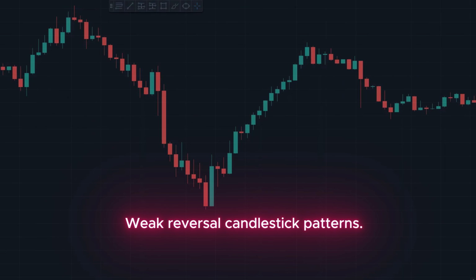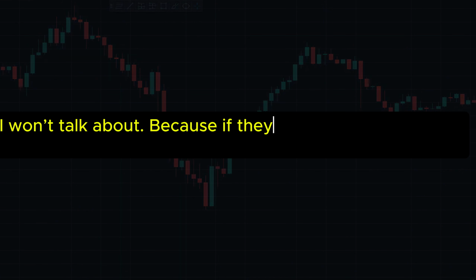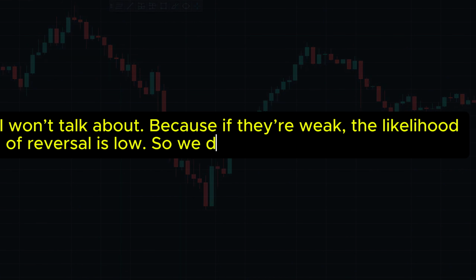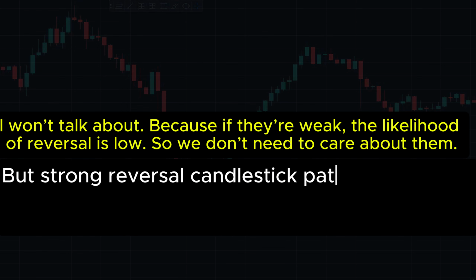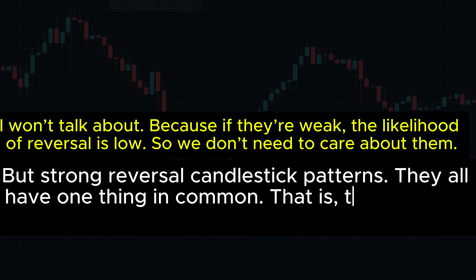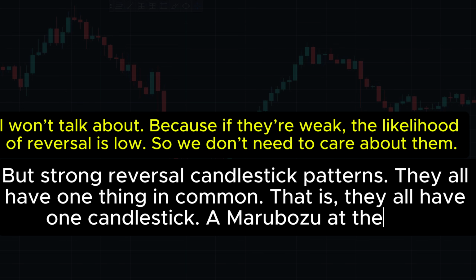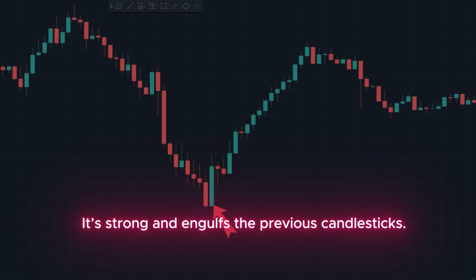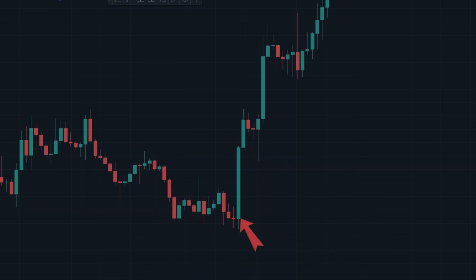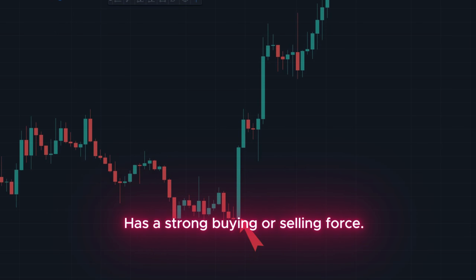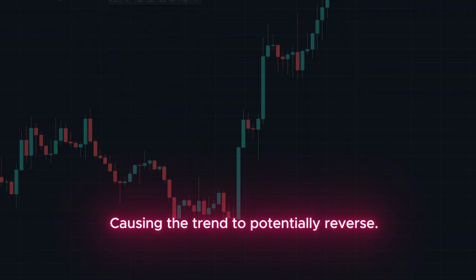Weak reversal candlestick patterns I won't talk about, because if they're weak, the likelihood of reversal is low, so we don't need to care about them. But strong reversal candlestick patterns, they all have one thing in common. That is, they all have one candlestick, a marubozu at the end. It's strong and engulfs the previous candlesticks. And that's the key point. The marubozu candlestick confirms that the other side has a strong buying or selling force, pushing the price back, causing the trend to potentially reverse.